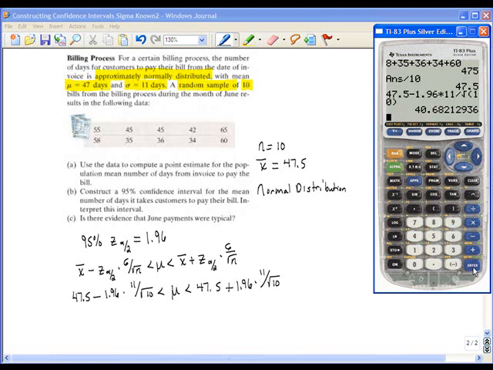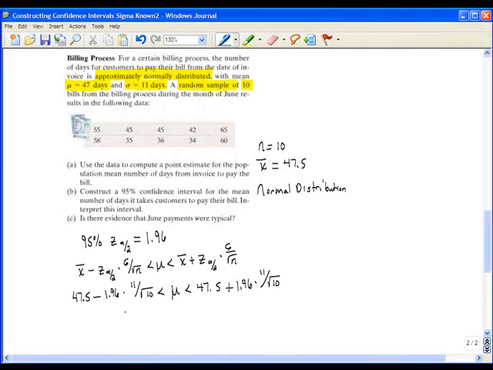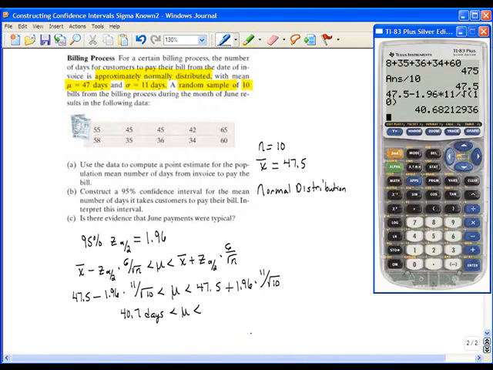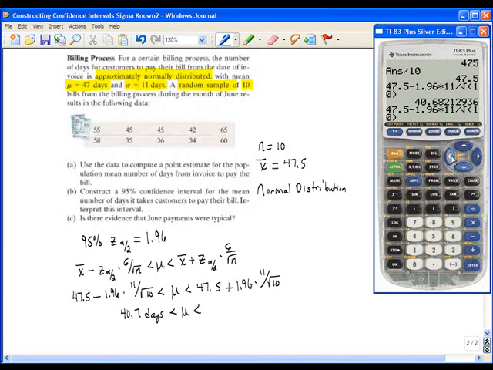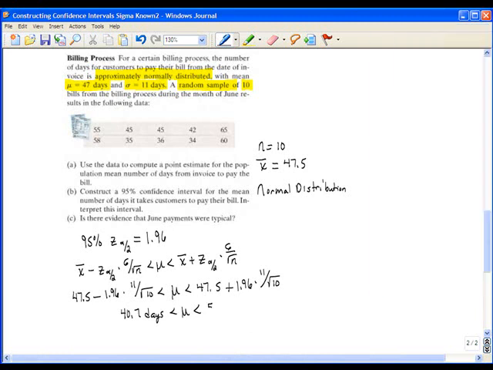And again, I'm going to round to one decimal place for my lower boundary here. So I've got 40.7 days is less than mu is less than. Alright, second, enter. Let's go back up here and change the minus to a plus. Enter. 54.3.